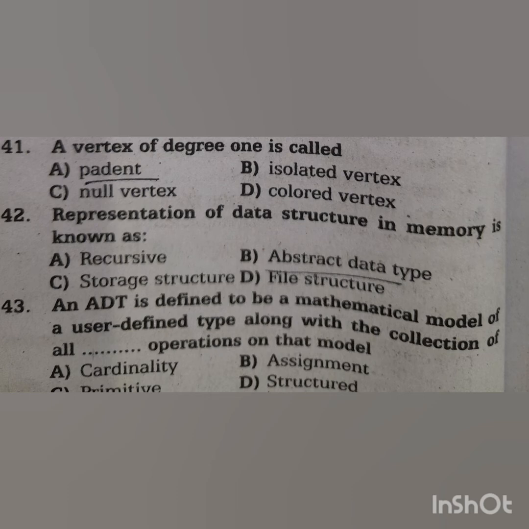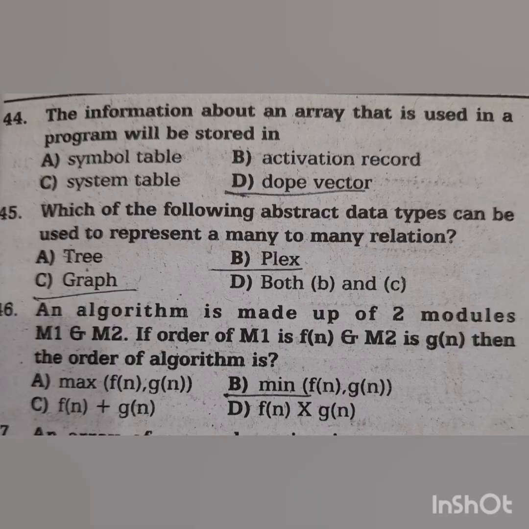A vertex of degree 1 is called parent. Representation of data structure in memory is known as abstract data type. The information about an array that is used in a program will be stored in dope vector. Which of the following abstract data type can be used to represent a many-to-many relation graph?